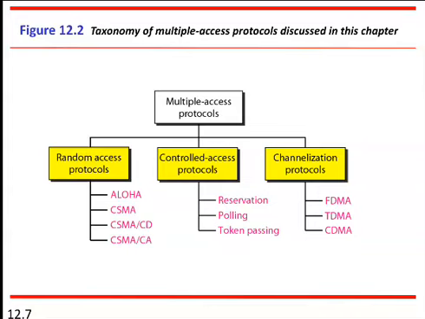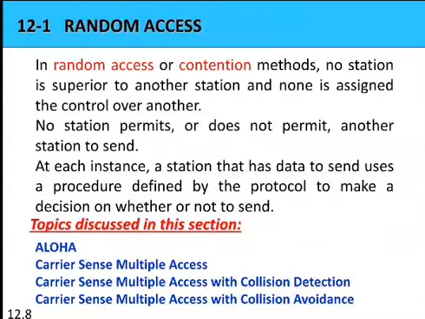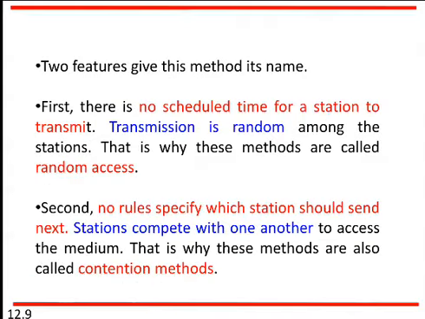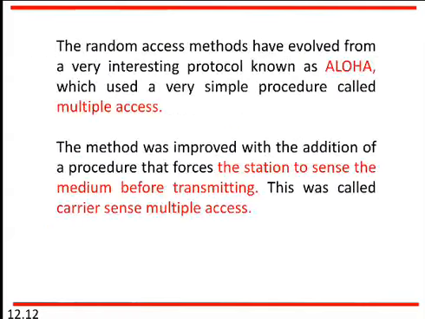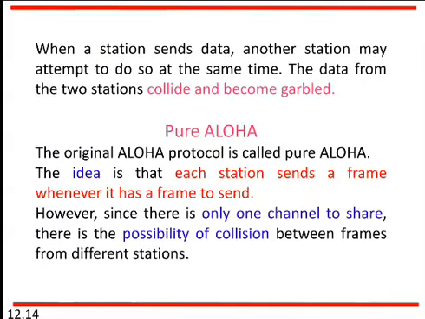So there are two types in the random access. The first protocol that will be discussed is the ALOHA protocol. In the ALOHA protocol, two features are considered, as we have discussed: there is no scheduled time for the station to transmit, and also no rules specify which station should send next. And the first one in that is the pure ALOHA.